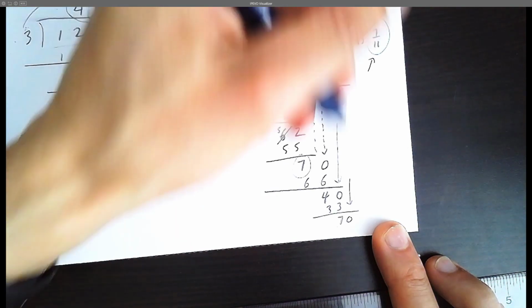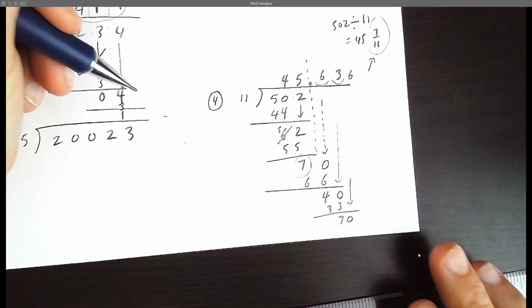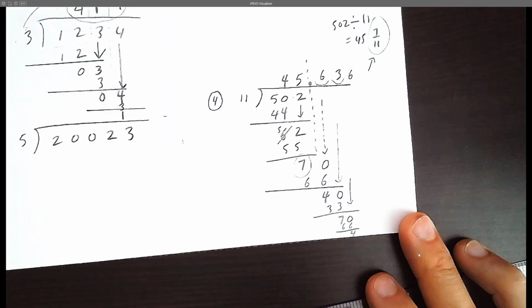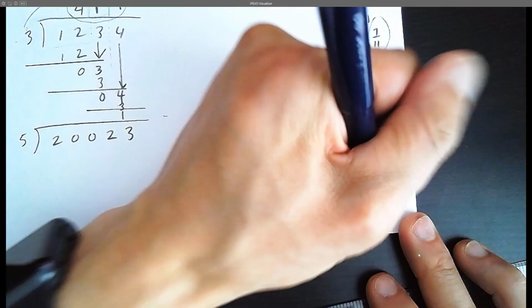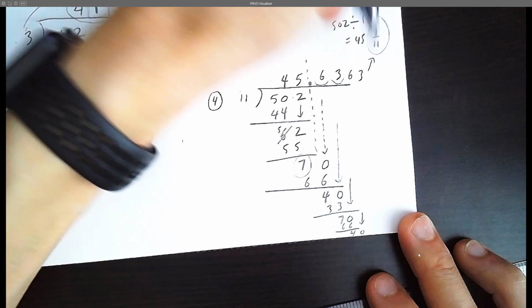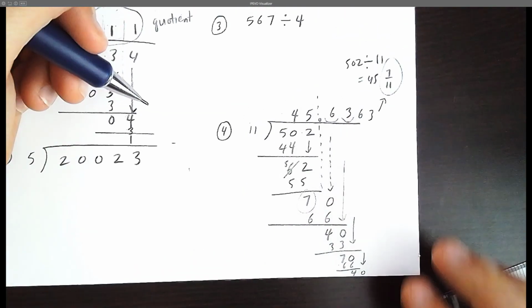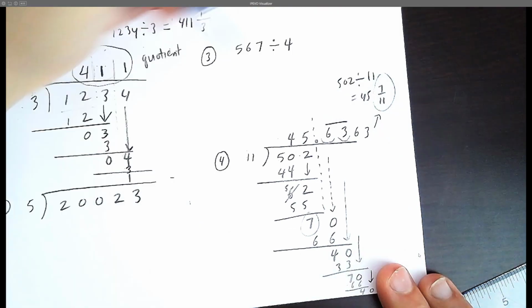11 times what is 70-ish? 11 times 6 is 66. Cha-ching, 4. And you can see that we're repeating this pattern over and over again. You drop another ghost here. We have 40. 11 times 3. So the 6-3, 6-3, 6-3, you might eventually, if you do this long enough, feel the pattern. The pattern is 6-3 repeats.